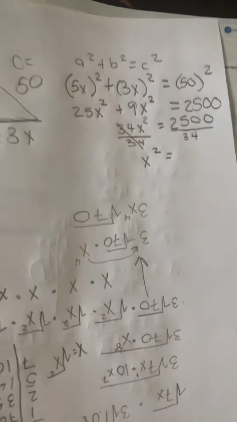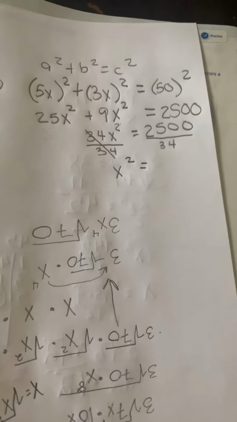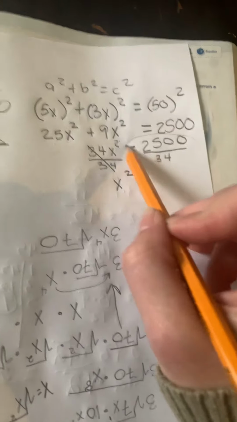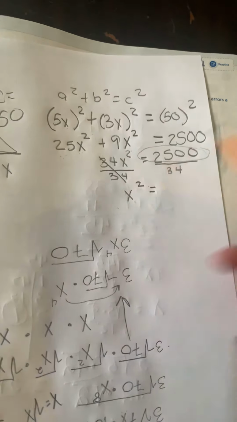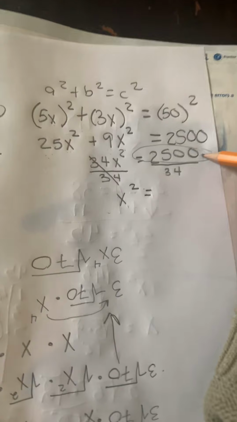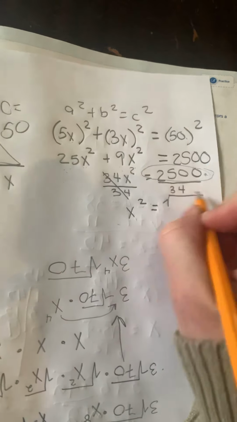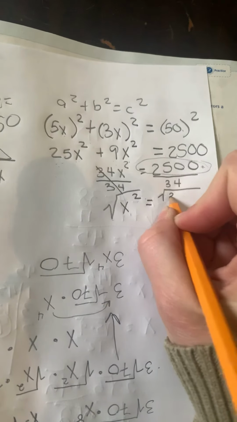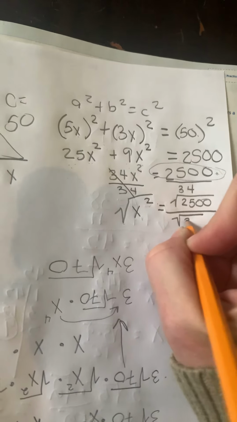So we don't want decimal answers. But this here was 50 squared. And we want to find the square root. So guess what the square root of 2,500 is? It's just the 50. So we can do this. The square root of 2,500 over the square root of 34.